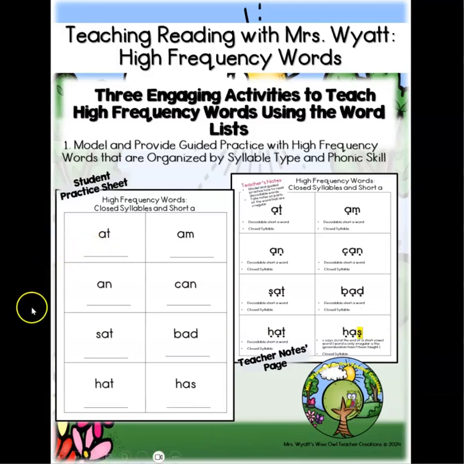And when you get to a word that is considered irregular, I would have them highlight the irregular part and then explain to them why it's irregular and why they have to just learn that part. And like I said, you may see some people consider this as a heart word.